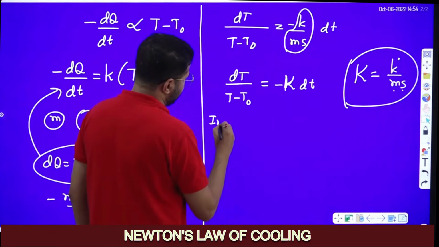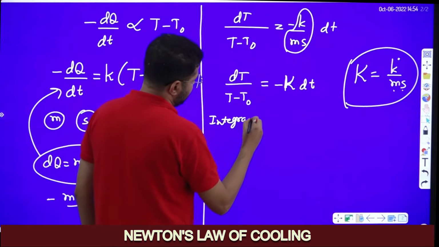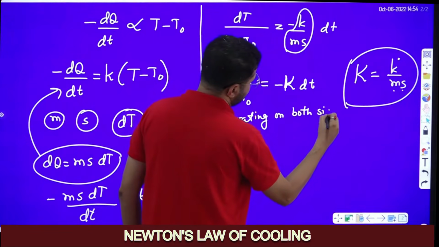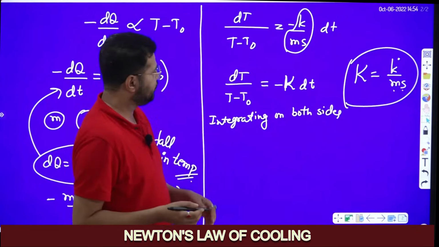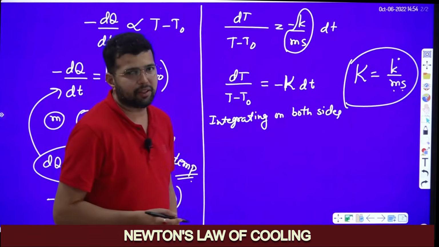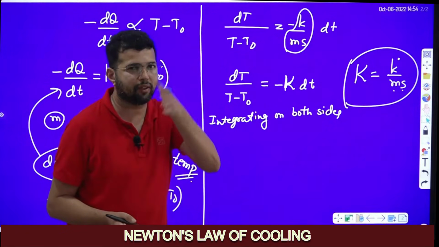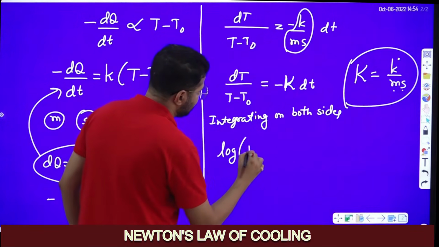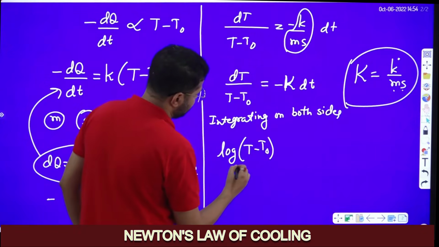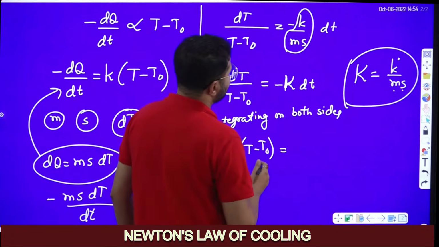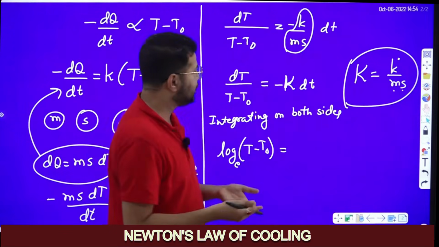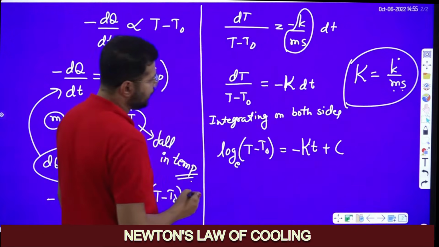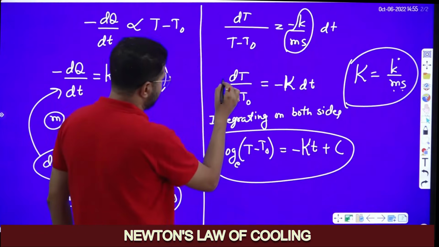Now, integrating on both sides, what happens? The integration of 1 divided by T minus T naught, since the integration of 1 by x is log x, is log T minus T naught, the natural log. This is equal to the integration of a constant with respect to t, which is constant into t plus c, that is, minus Kt plus c. So, this will be the equation. Hope you have understood this step.